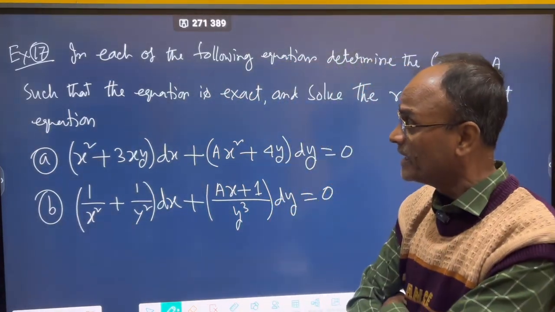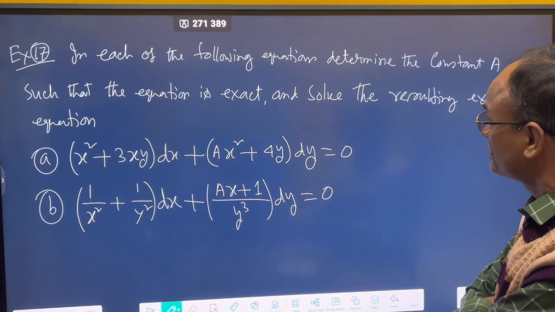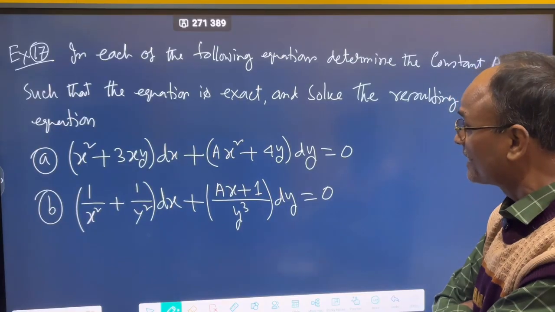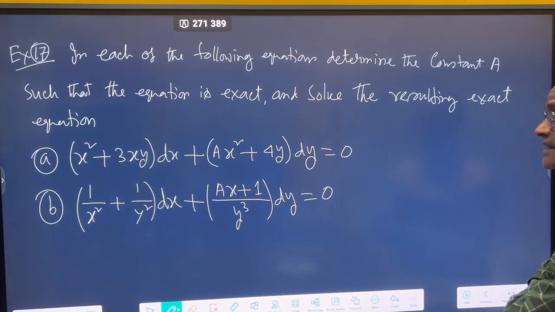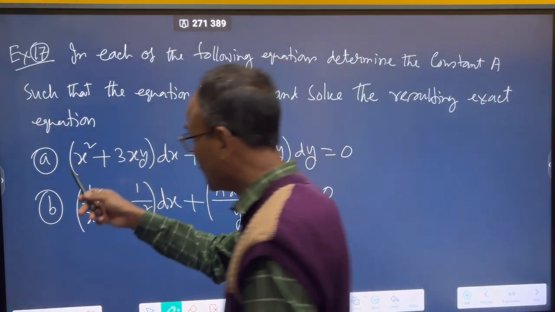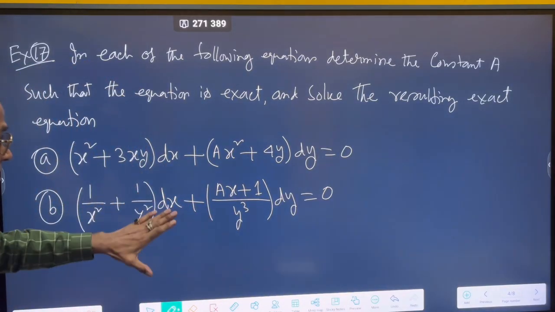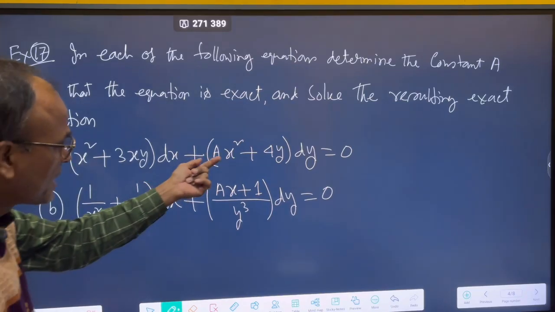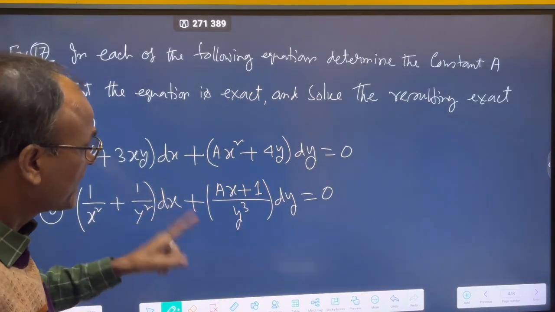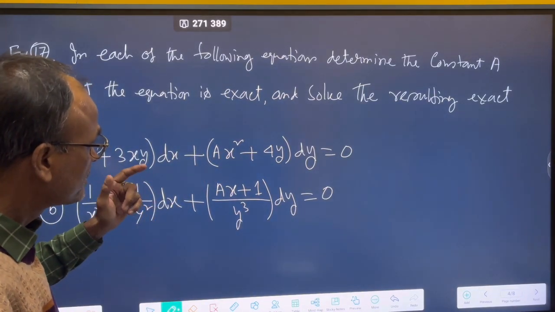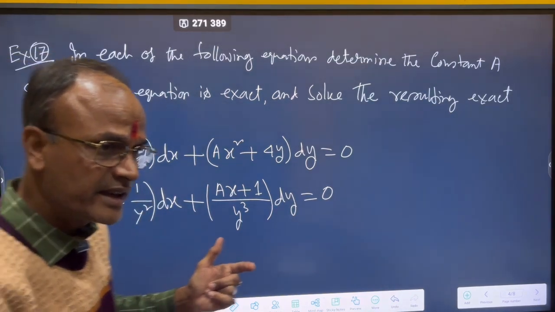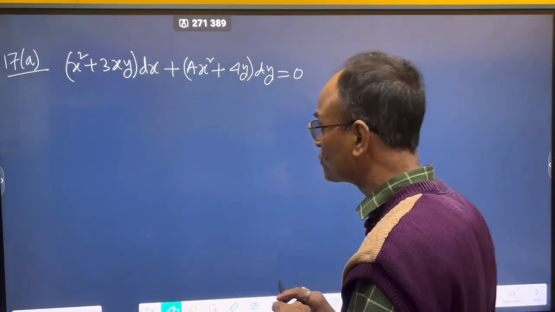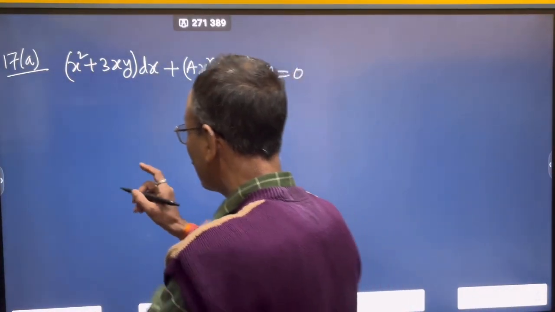In each of the following equations, determine the constant A such that the equation is exact and solve the resulting exact equation. 17A, 17B. First, we shall find the value of A, and then we shall solve the exact differential equation. Let me first solve question number 17A.